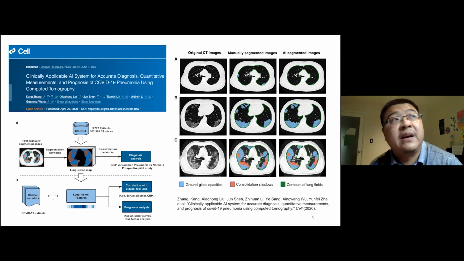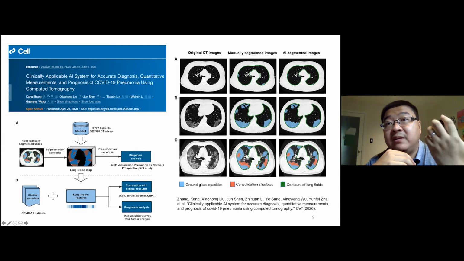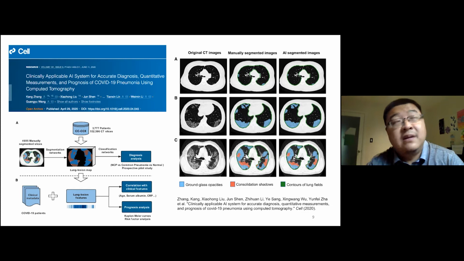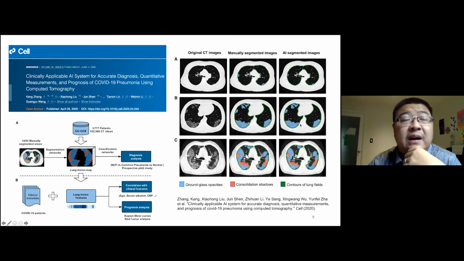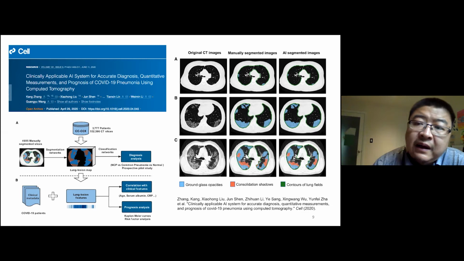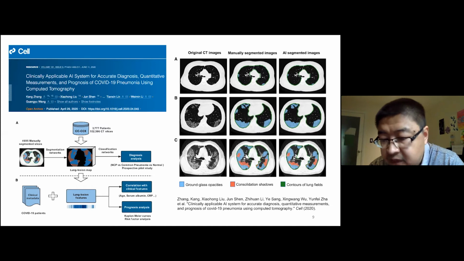You can see the first column is the original CT image. The second column is a manually segmented image. If you ask the domain expert or the radiologist to segment this by hand, it's going to take a lot of time. The third column is the algorithm-generated segmented result. You can see there is a high agreement between the second column and the third column, which is another example showing the great potential of AI. So it can reduce a lot of the burden on radiologists.